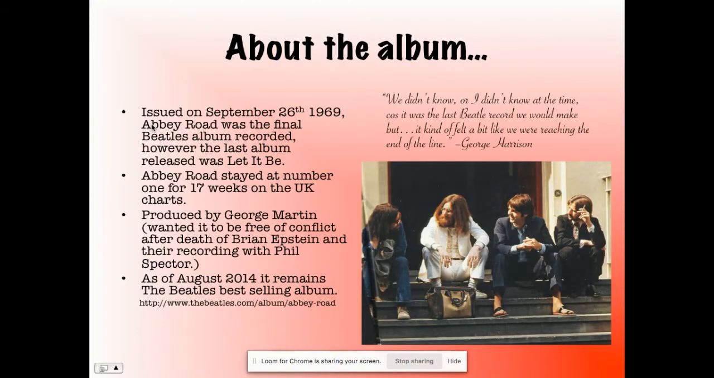Okay, then you're going to want some stuff about the recording of the album. When was it recorded? How long did it take? Who was the producer? How long was the album on the charts? Was it at number 1? Was it at number 3? Whatever. Tell me the details.